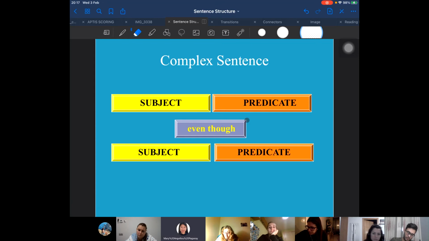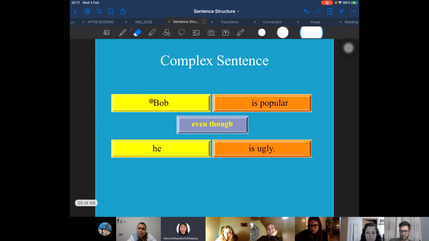Also the words "even though" are another subordinating conjunction. So you have subject, predicate, and this is one clause, this is one clause. The same with this one, Bob is popular even though he is ugly. Where is the independent clause here? Ivan. Bob is popular. Perfect. Because "even though he is ugly" is the dependent one.